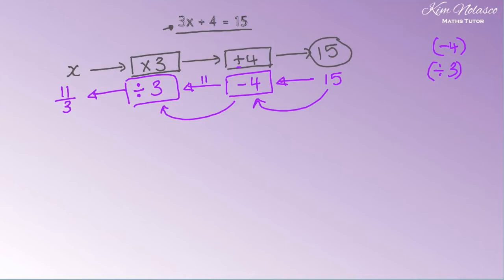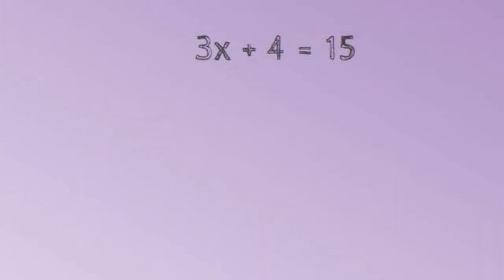Okay, so let's have a look at how we're going to do that with algebra. So we have got 3x plus 4 equals 15. The first thing that I need to do is take away the 4. So I'm going to take away 4 from both sides, and usually we write it on the side here. Minus 4 from both sides so we don't forget it.